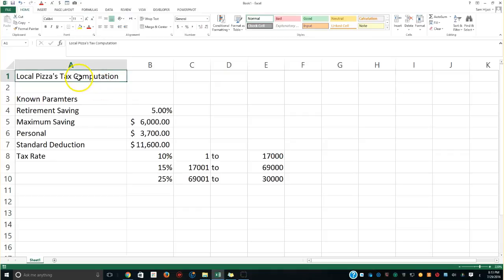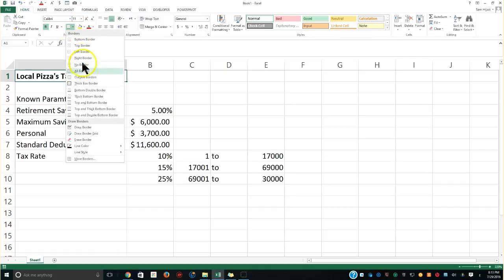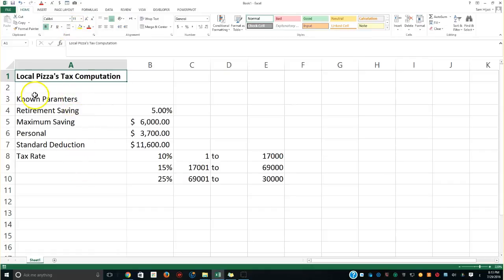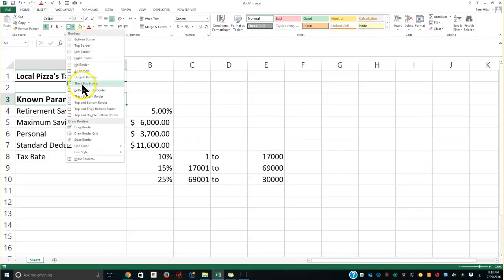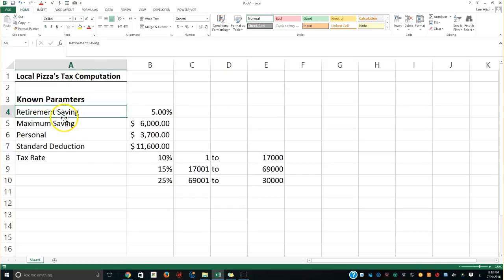Okay, so what we're going to do is realize that we have a local pizza place here, which I modified a little bit, and we're going to make it look a little bit better. Also we have known parameters here. First of all we have retirement. I'm going to press F7 to check spelling. There are two people, a married couple.